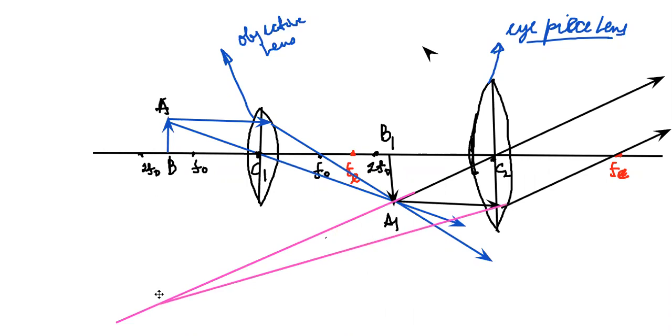Can you see? We can see the final image formed. If I draw this over here, the final image will be something like this. So here is the final image. I can say this is our final image A2B2. Is this clear to all of you? So the final image formed is A2B2.